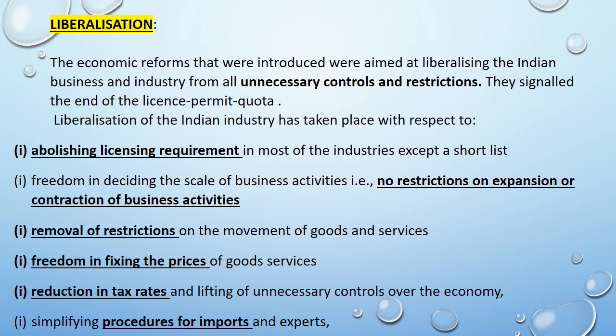Rules and regulations need to be there, but that doesn't mean they should be too harsh on the business so that they cannot do anything. So certain points which Indian industry has to take into account are abolishing licensing requirements in most of the industries except a short list. So these are the things which happened during liberalization.